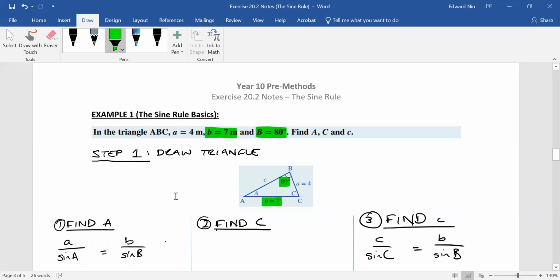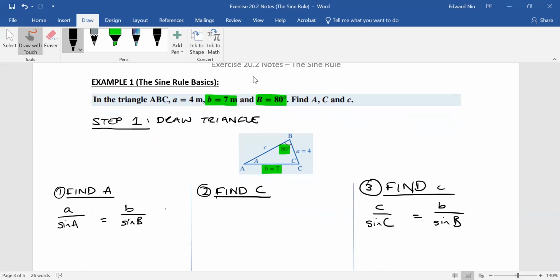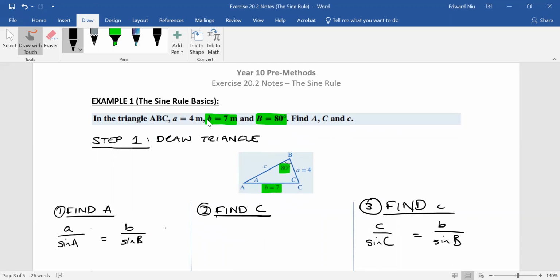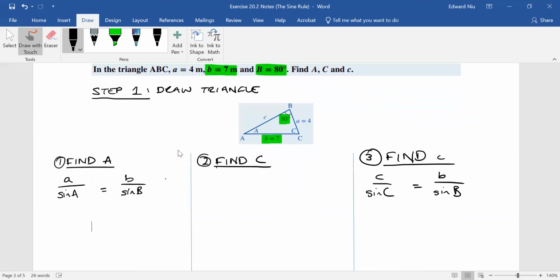So let's start with finding A. What you want to do is use the formula for the sine rule. Because they give us little b and big B, we want to use the little b and big B ratio. We all know that the ratio for each angle and its opposite side are the same to one another. That's the sine rule. So we plug these values in the best we can. Little b is 7, sine B is sine 80 degrees, little a is 4, but sine A, we don't know what it is.